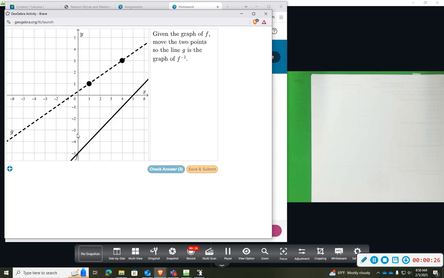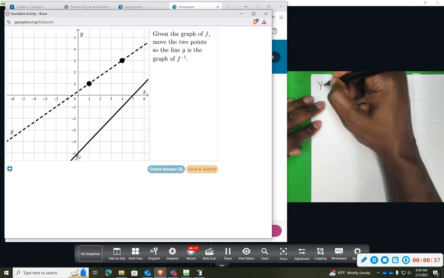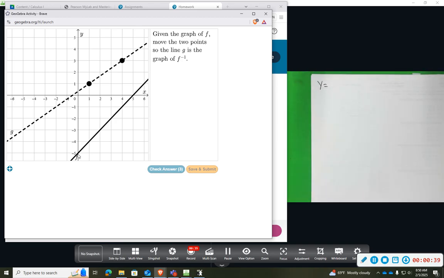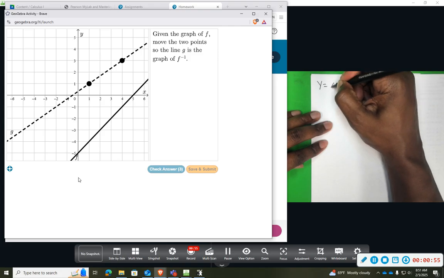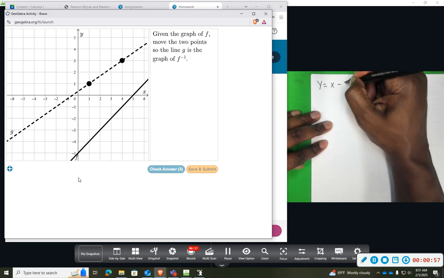Okay, so first we need to figure out the equation of f. And since it's linear, we can see it crosses the y-axis at -5. So I will start out y equals, and if we look at our slope, we go up 1, right 1. So it looks like we have a slope of 1, and we just subtract 5. So this is equal to y equals x minus 5.